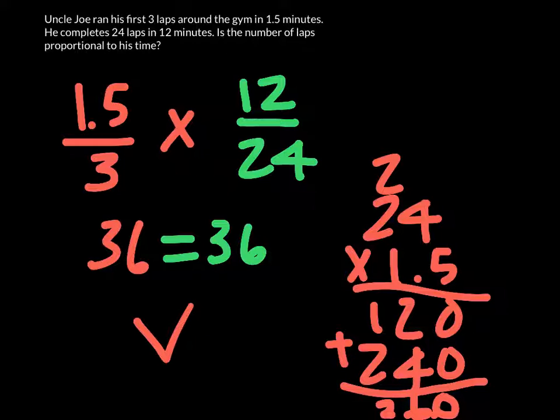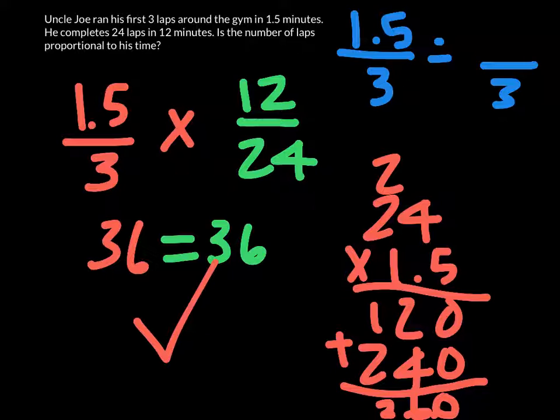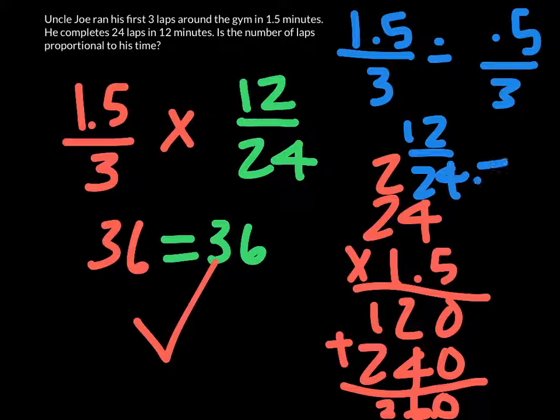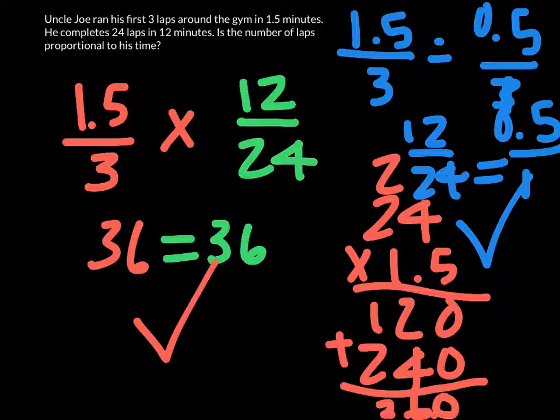Okay, and so let me do the unit rate really quick for anyone who did the unit rate. 1.5 over 3, and then 1.5 divided by 3 is 0.5. Okay, and then 12 over 24. Oh, this is 1, by the way, sorry, not 3. And then 12 divided by 24 is 0.5. So both ways, these are proportional. His laps are proportional to his time.